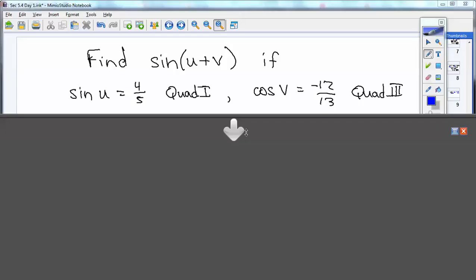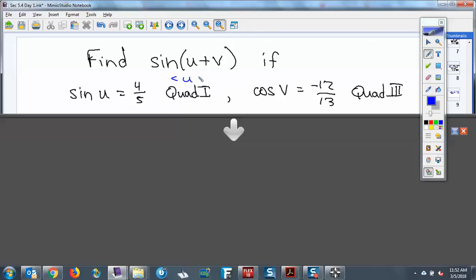You would be given all this in the problem. Find sine of u plus v if sine of u is 4/5 in quadrant 1, because remember, if sine is equal to 4/5, that could be in quadrant 1 or 2, right? Sine's positive in 1 or 2. Or you might be given it this way.